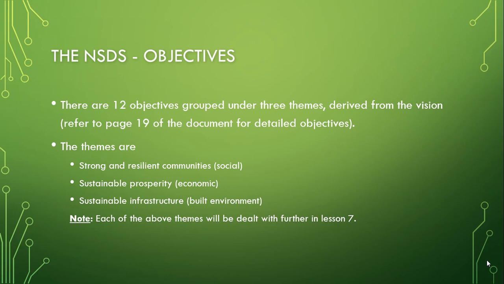Now, anytime you have a vision, the next step is to have objectives. You must define objectives in order to facilitate the achievement of the vision that you have defined. According to the NSDS, there are 12 objectives which have been grouped under 3 themes. And these objectives, as I mentioned before, are directly related to the achievement of the vision that you have defined. Now the 3 groups or the 3 themes are as follows.